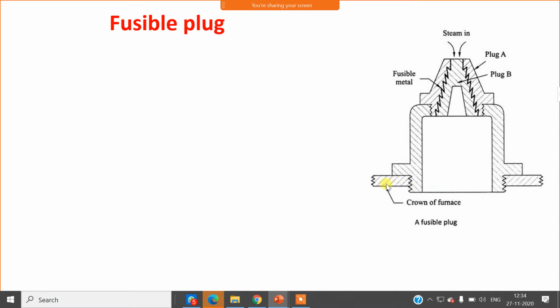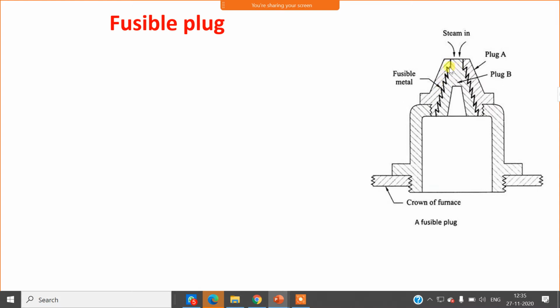Here you can see this portion is the crown of the furnace, or the top portion of the furnace, on which the fusible plug is screwed. Now the fusible plug consists of two bodies, the lower body and the upper body. The lower body has the opening and the upper body consists of the fusible metal. The upper body is screwed on the lower body of the fusible plug. Now here you can see a zigzag line. This line is the fusible metal.